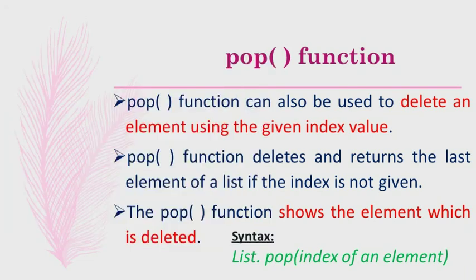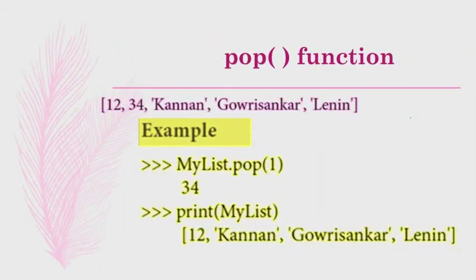Let's see the syntax of the pop function. list.pop(index of an element). Here you have to write the index value of that element. Let's see one example. This is a list. Here you have to delete the element which is stored in the index position 1. Which element is stored in the index position 1? This is 34. So it will be deleted from the list, and this pop function shows the element which is deleted. See here, this element is deleted.